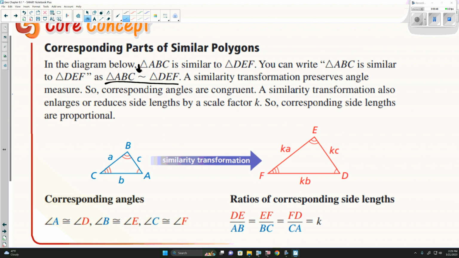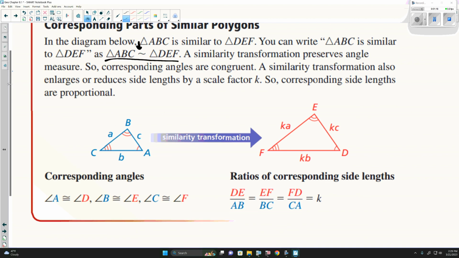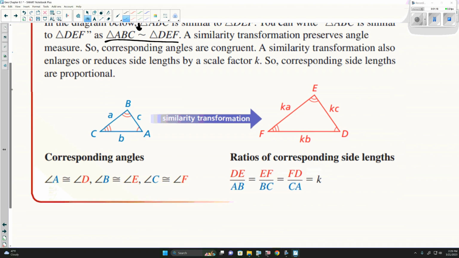A similarity transformation preserves angle measures, so corresponding angles are congruent. A similarity transformation also enlarges or reduces the side lengths by a scale factor. So all the sides are increased or decreased by the same amount, what we call a scale factor. All the corresponding angles are going to be congruent, and the sides are proportional.